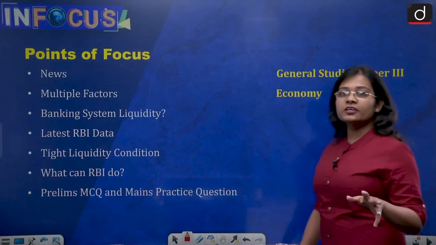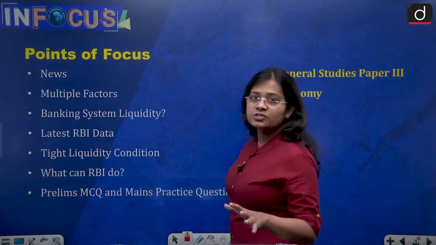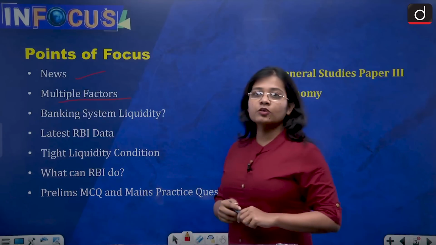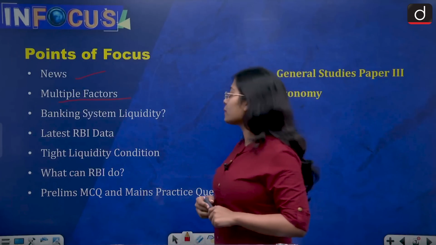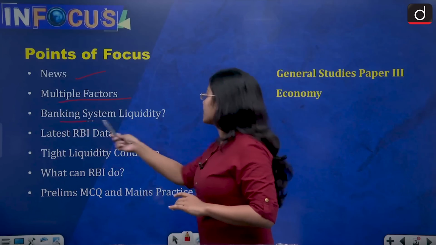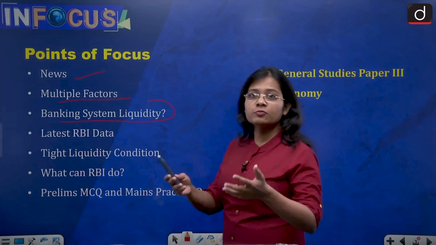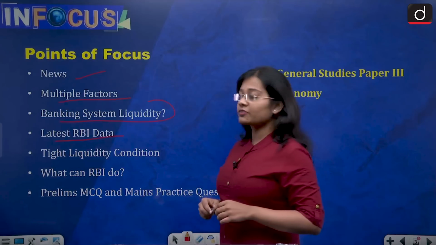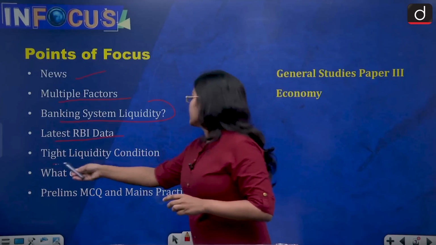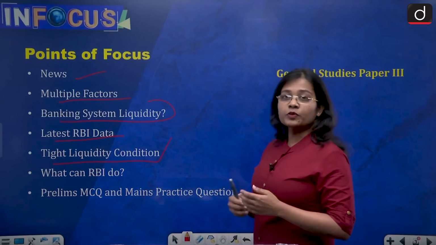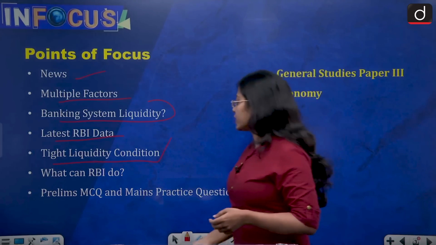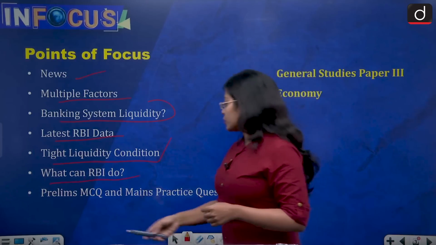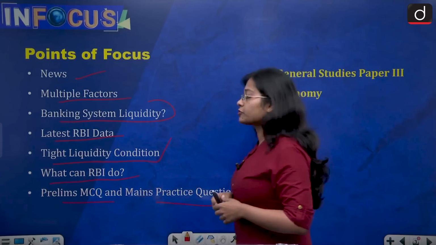So now let us look at the timeline of the video, what all we will be studying. First we will be looking at the news, then the multiple factors which have led to the deficit in the banking system, then what banking system liquidity is, then the latest RBI data which it has given, and then the tight liquidity condition, what is tight liquidity condition, and then what can the RBI do in it. In the end we will be looking into a prelims MCQ and a mains practice question.